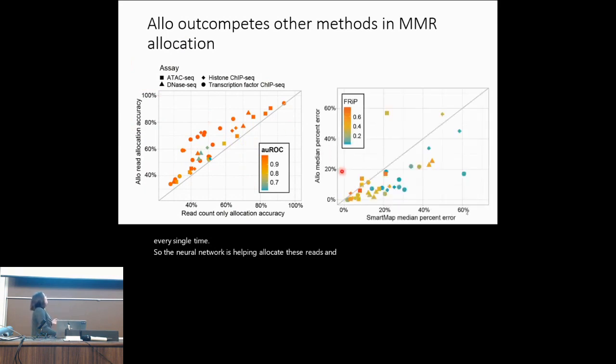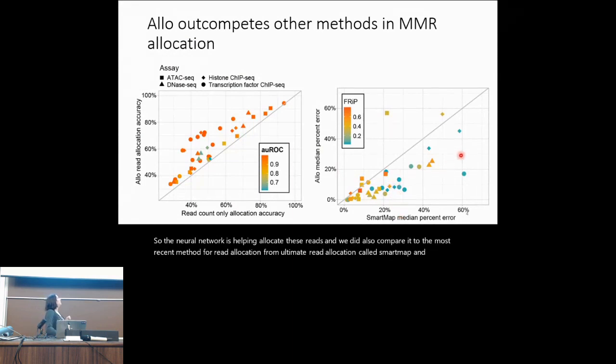We did also compare it to the most recent method for multi-map read allocation, called SmartMap. And we were able to outcompete SmartMap in a majority of the data sets that we tested, regardless of the fraction of reads and peak scores. So basically, it's a metric to tell you how good that data set was.